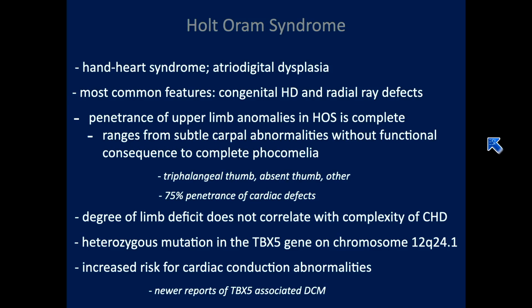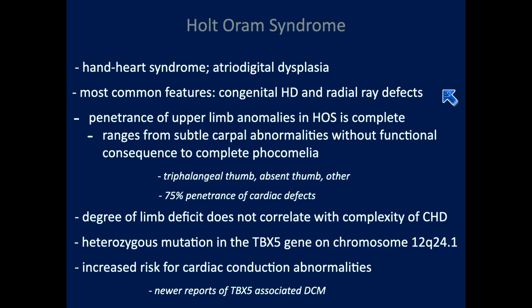I think we have just one more to go through, so I'm going to whip through it quickly, which is Holt-Oram syndrome, often referred to as the hand-heart syndrome or atriodigital dysplasia. The most common and conserved features are congenital heart disease and radial ray defects, but the penetrance of the upper limb abnormalities is complete, but may be absolutely subtle. I have a family I've seen two children of who are fairly devastatingly affected with Holt-Oram syndrome. Dad had tetralogy, but nobody ever thought that it could potentially be syndromic. No visible hand abnormalities or limitations, but if you x-ray his wrists, he does have a subtle carpal abnormality.